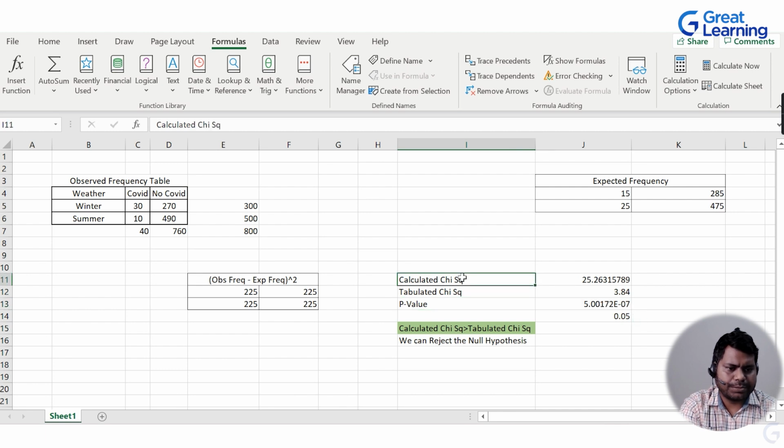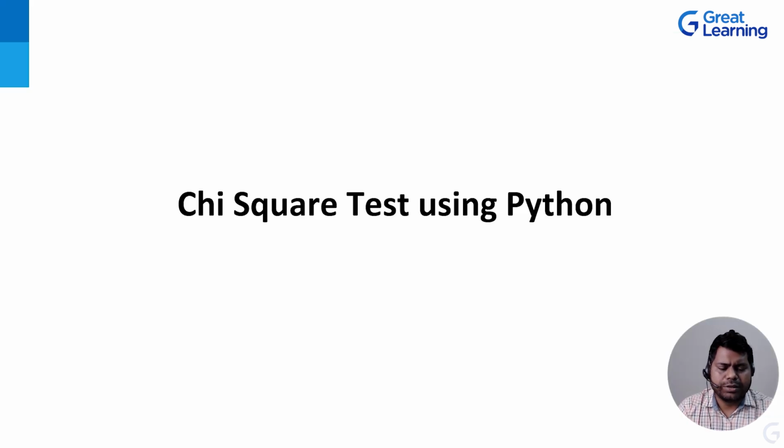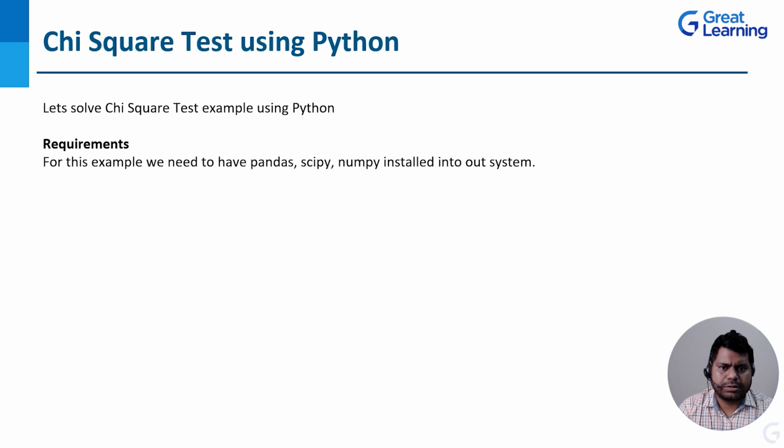p-value, as well as from the tabulated chi-square and the calculated chi-square, we can clearly see that the calculated chi-square is greater than the tabulated chi-square. So we can say that we can reject the null hypothesis. Now let's move on to our next topic, that is chi-square test using Python.